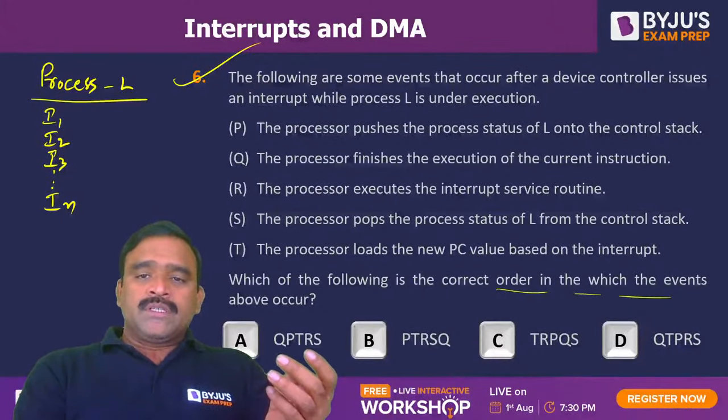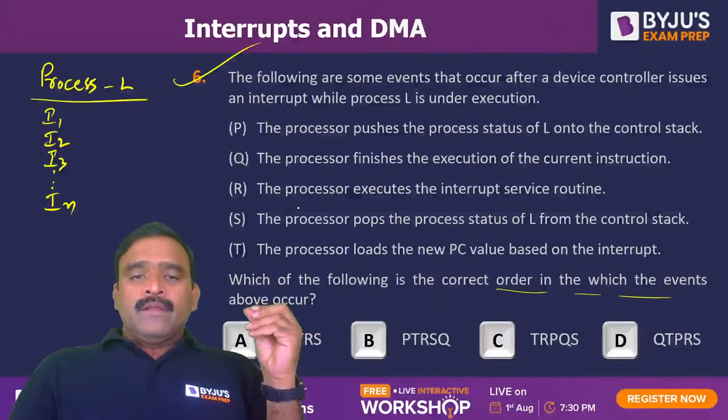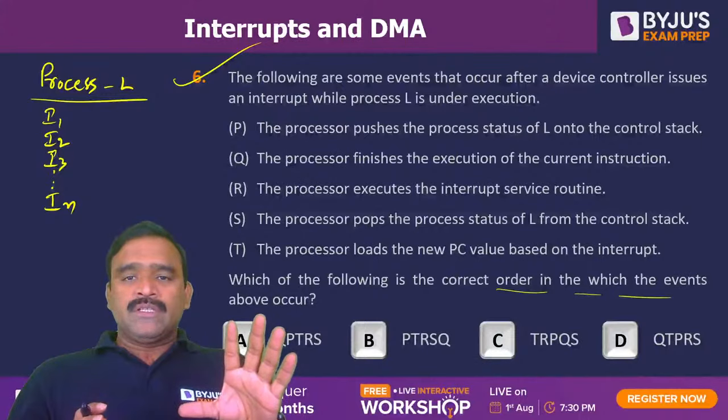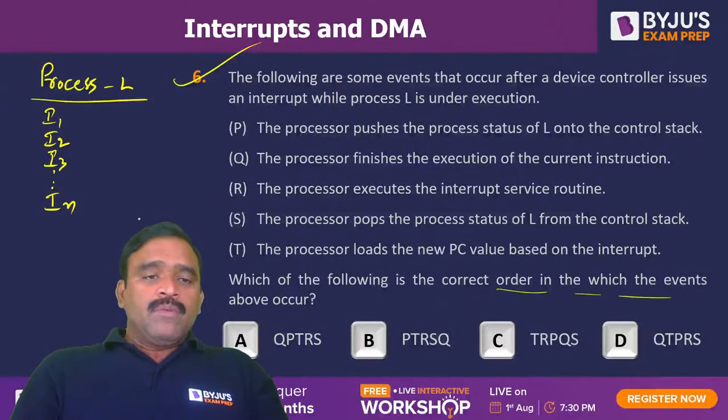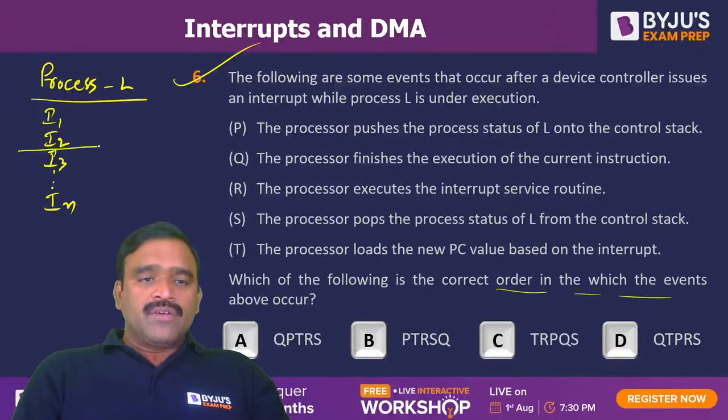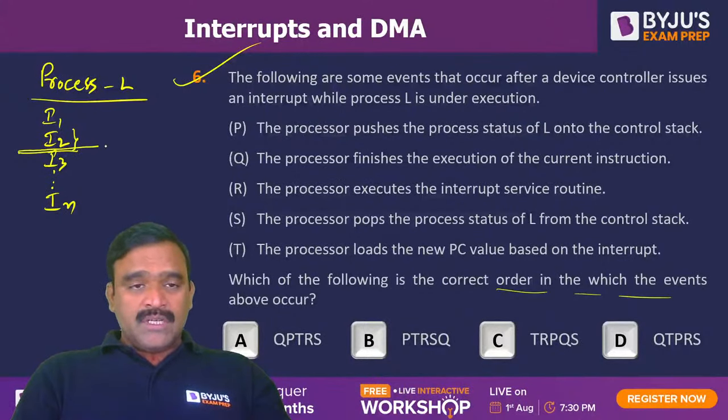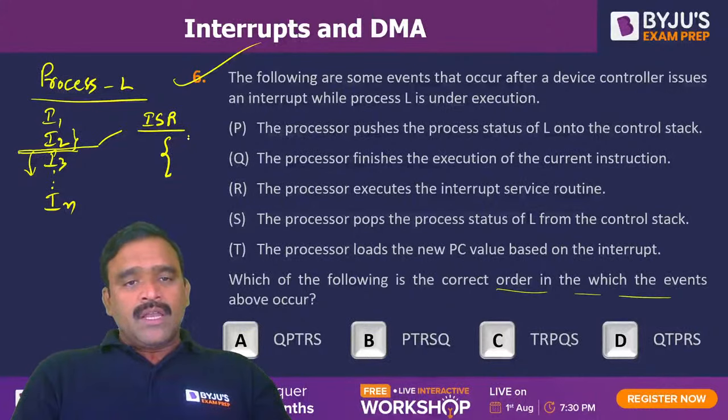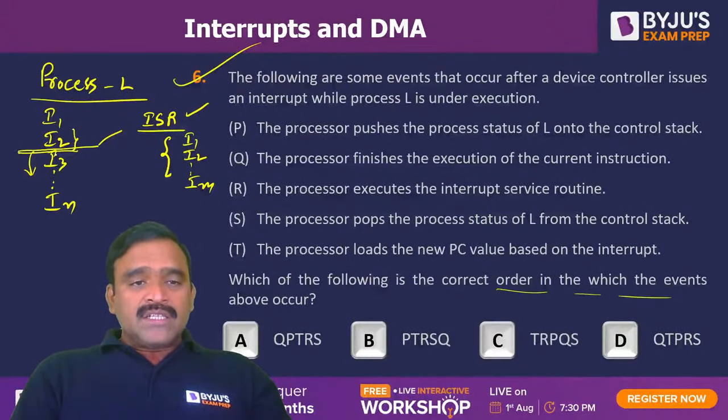The processor pushes the process status of L onto the control stack. So actually, I will tell you what happens when the interrupt occurs. For example, the interrupt has been raised while you are executing instruction I2. We will finish the present instruction I2. We don't interrupt the present instruction; instead, we complete it, and we don't continue with instruction I3. Instead, we go for the interrupt service routine, which is also a set of instructions. If there are M instructions in the interrupt service routine, after stopping the next instruction, we jump to the ISR and execute all these instructions.